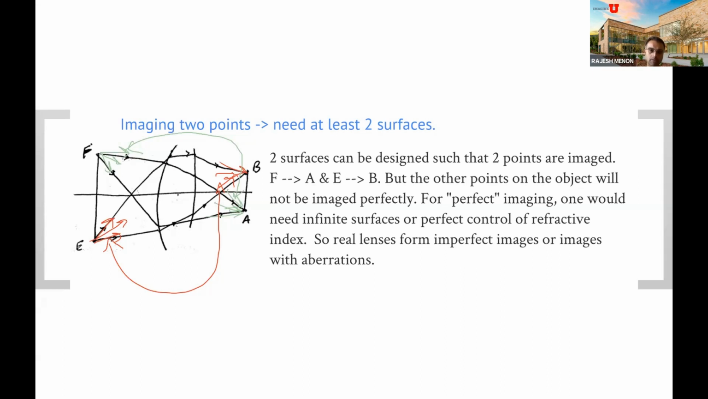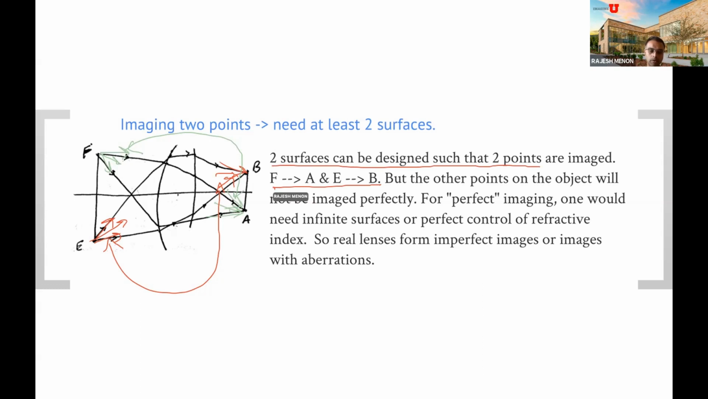So you can show that this can be done with 2 surfaces. In other words, 2 surfaces can be designed. Another way to see this intuitively is that the definition of one surface is literally one linear system of equations. The definition of the second surface is a second independent linear system of equations. You can solve 2 independent linear systems of equations with 2 parametric functions that define 2 surfaces. So this can be shown mathematically. But in any case, what we need to understand is that you need 2 surfaces in order to have 2 points perfectly imaged.